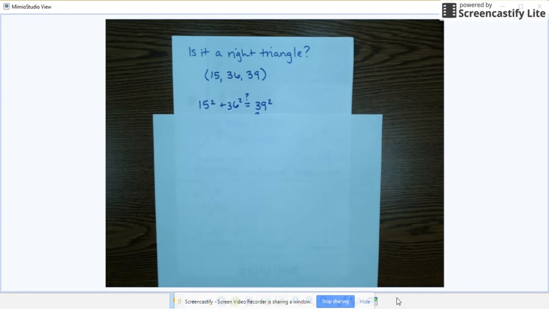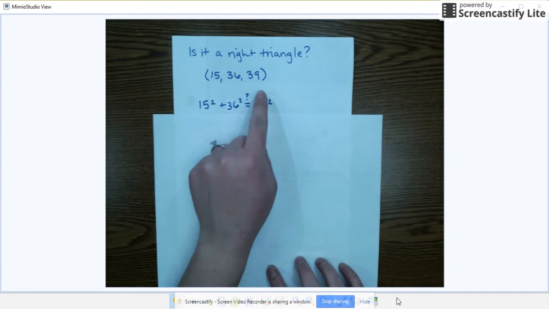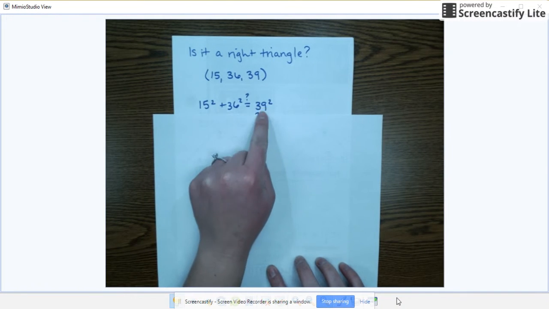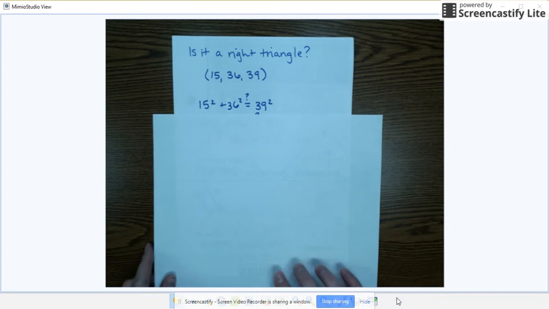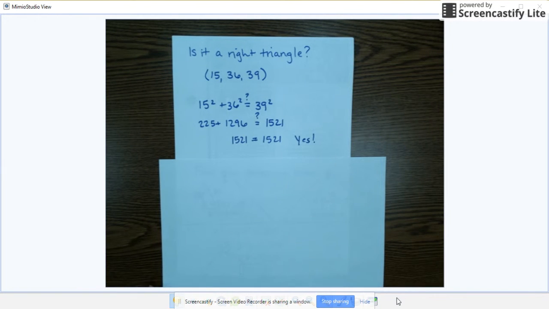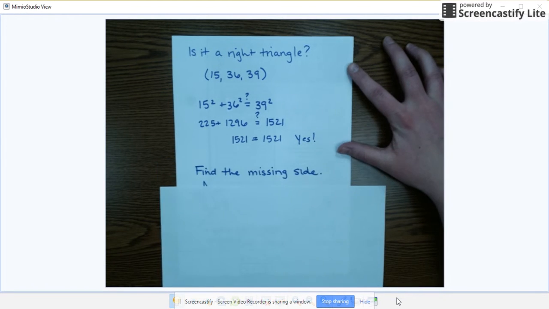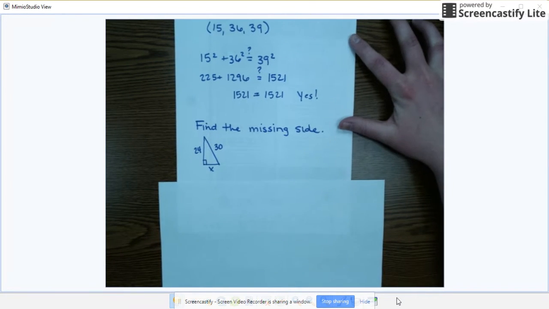Is 15 squared plus 36 squared equal to 39 squared? Remember, hypotenuse is the longest side, that's why it's over here by itself. If you do the math, you do see that they are equivalent on each side, so it is a right triangle. You can be given a picture and try to find a missing side as well.